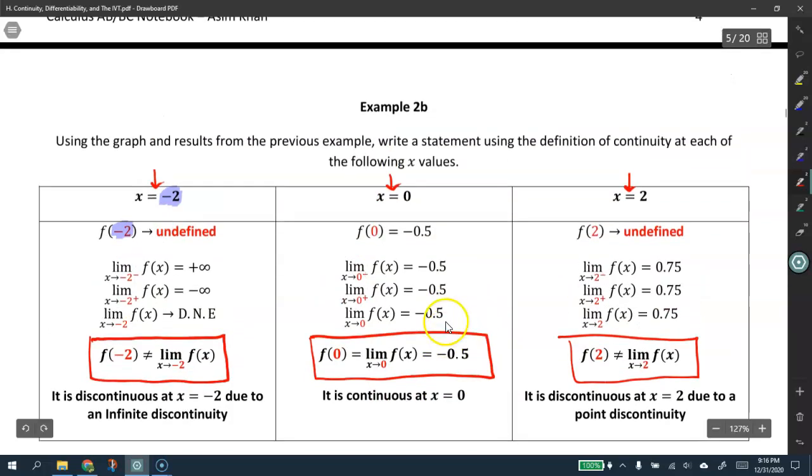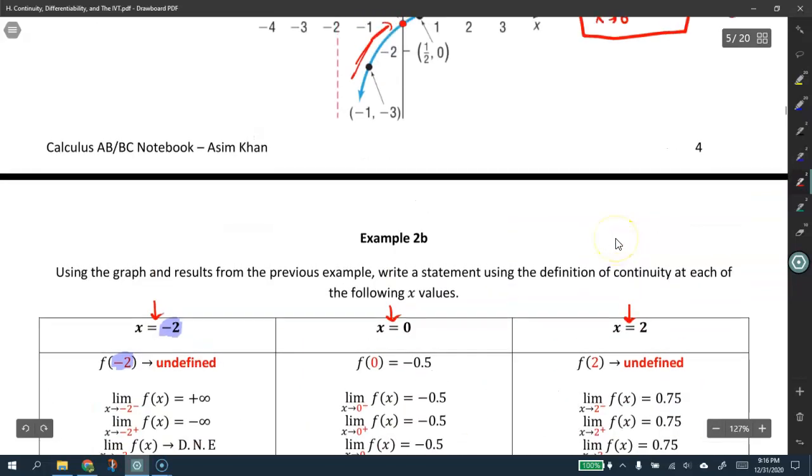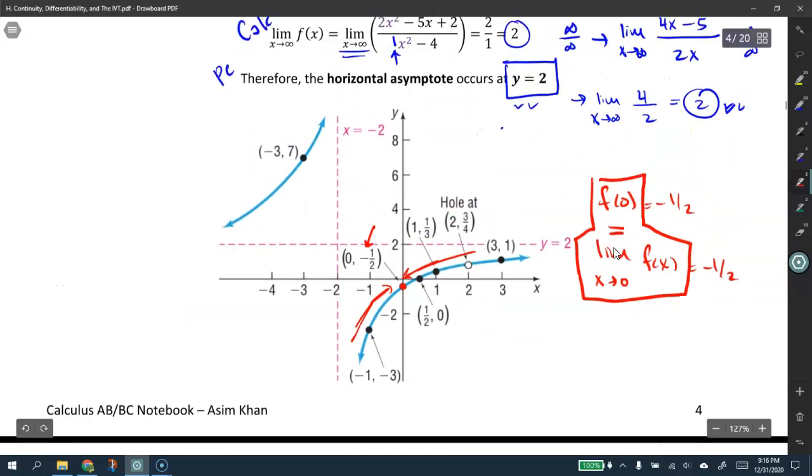And then by the same token, if you take a look at the function at 2, take a look at the limits at 2. Let me see if I can fit this in here. Here is 2 over here. Now, as you take a look at the function at 2, there's a hole there, so you know that's going to be undefined. And if you take a look at the limits, well, the limits actually work out for you.